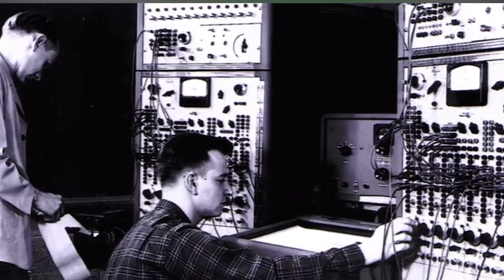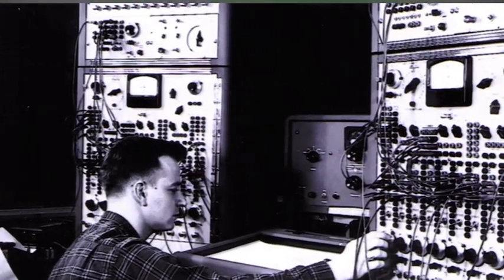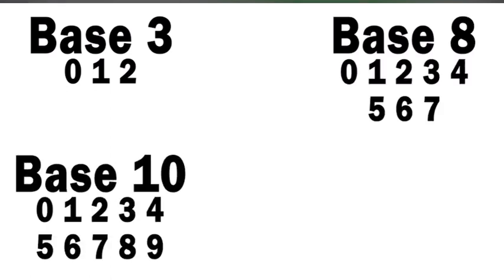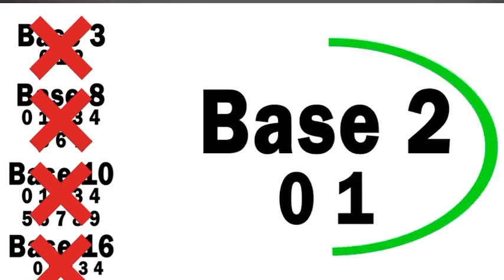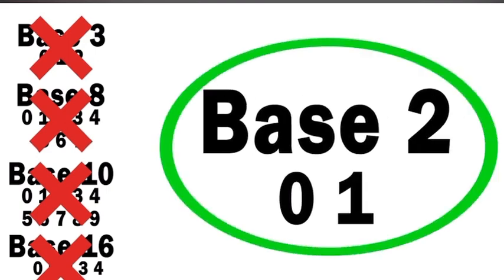And in the early years of computer engineering, people experimented with computers that could use base 3, base 8, base 10, and even base 16. So why were these methods abandoned in favor of binary? If you want to know, then this video is just for you.